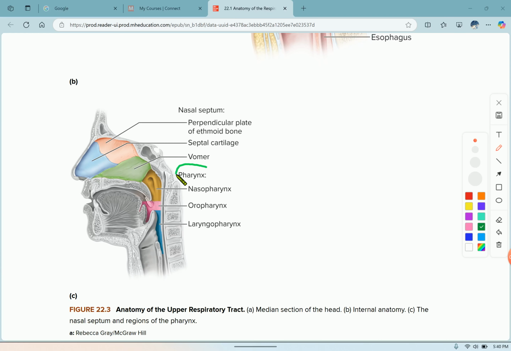Okay, the pharynx is further divided into three parts. You have the nasopharynx, so it's going to be more behind the nose area. You have the oropharynx, so if you said ah and went straight back to the throat, that's the oropharynx. And then you have the laryngopharynx, essentially the lower throat area.